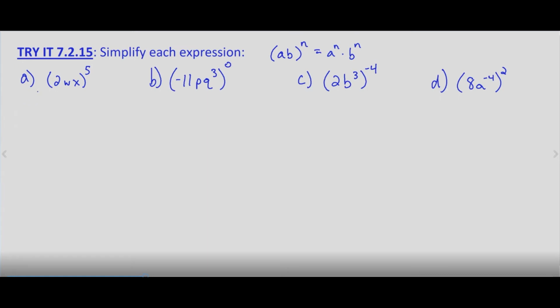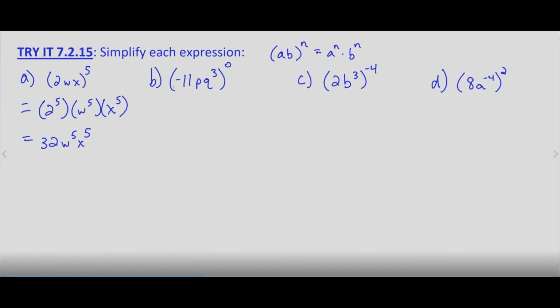So with our first problem, we have (2wx) to the fifth power. It's all multiplication inside the parentheses, so we can distribute. So this is 2 to the fifth times w to the fifth times x to the fifth. 2 to the fifth, that's 32. And then we still have w to the fifth, x to the fifth.